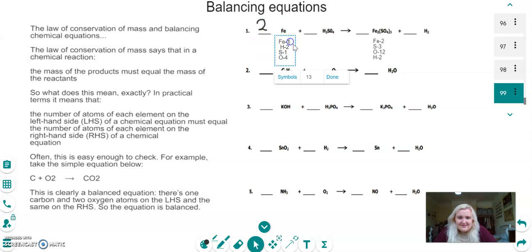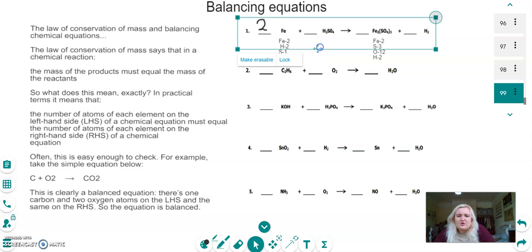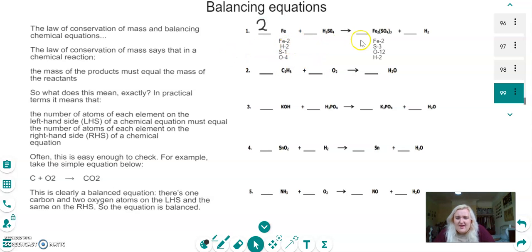Just grab the list and change it to a 2 now. So that one's done. So now these Fe2s are both the same. Right, so what are we going to look at next that doesn't match?